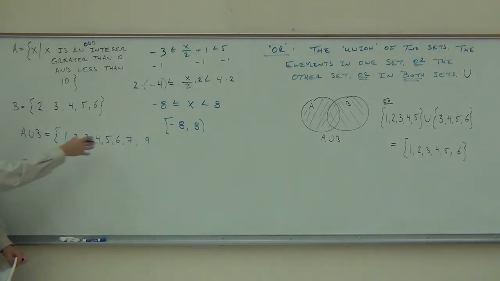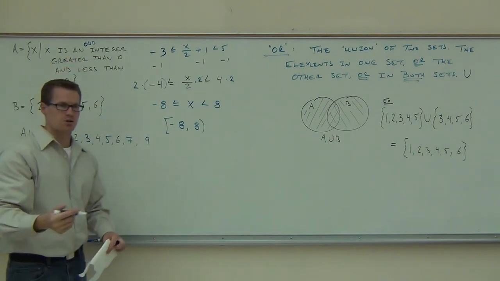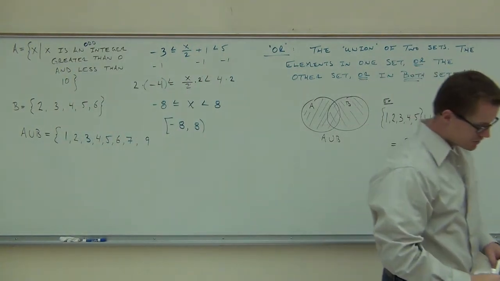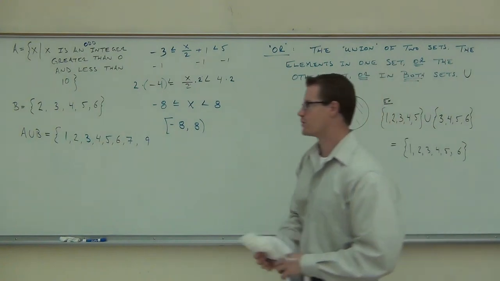7, and then 9. The blue numbers, those are from set A. The black numbers, those are from set B. We don't double count them. That's our union. How many people feel okay with that one? Good deal. Now let's look to see how this is applied to some inequalities.